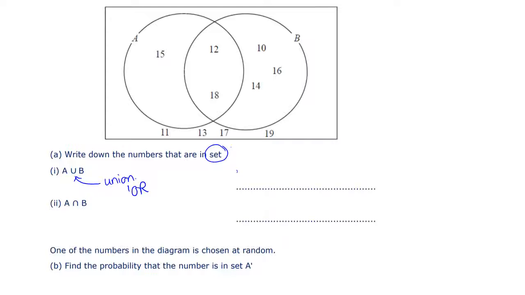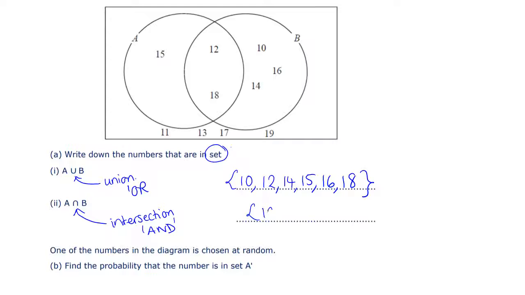Now you don't have to, but normally I would just write them going up. So we've got 10, 12, 14, 15, 16 and 18 using curly brackets. And then this symbol means intersection, which is just a fancy word for overlap, and it means and. So which of those numbers are in A and B, and that's just the 12 and the 18.